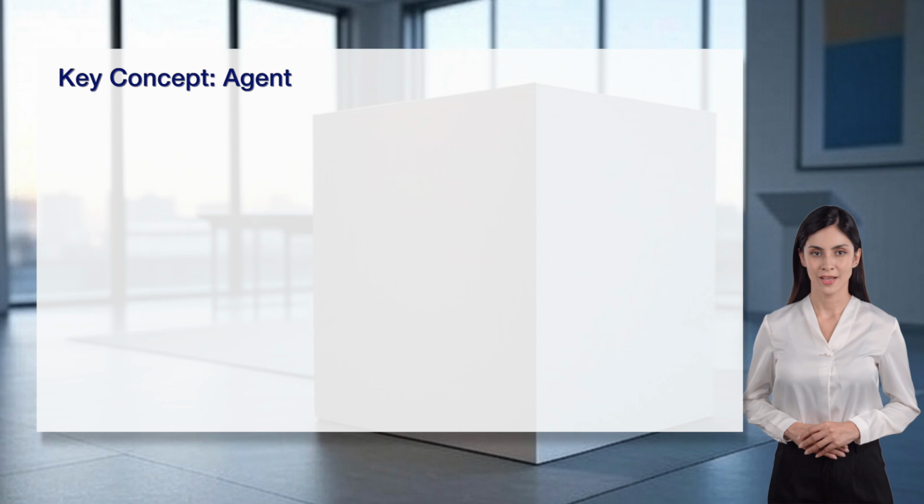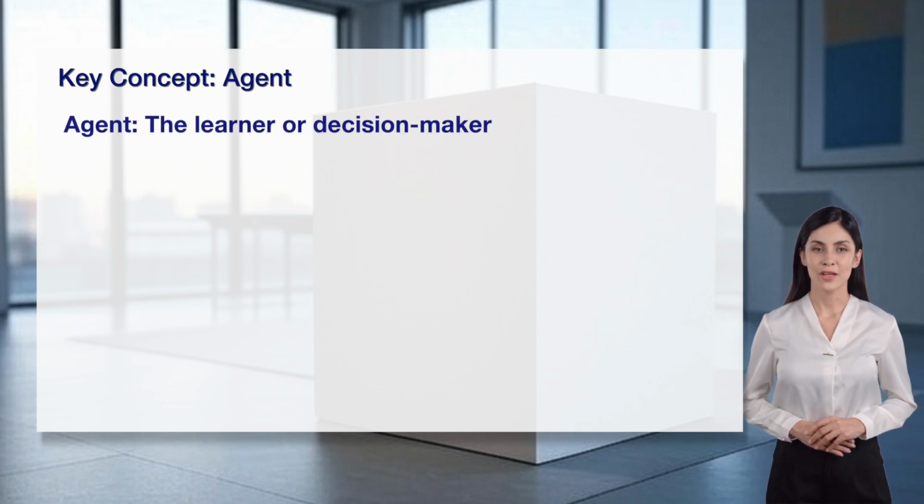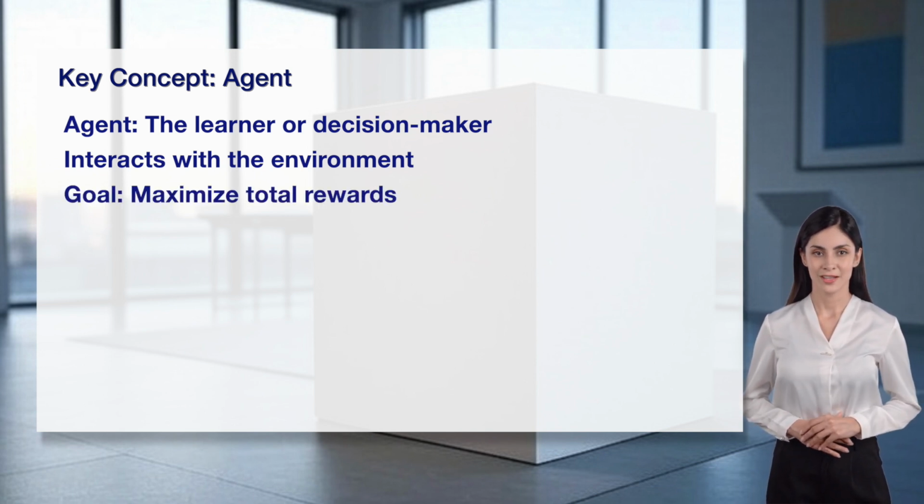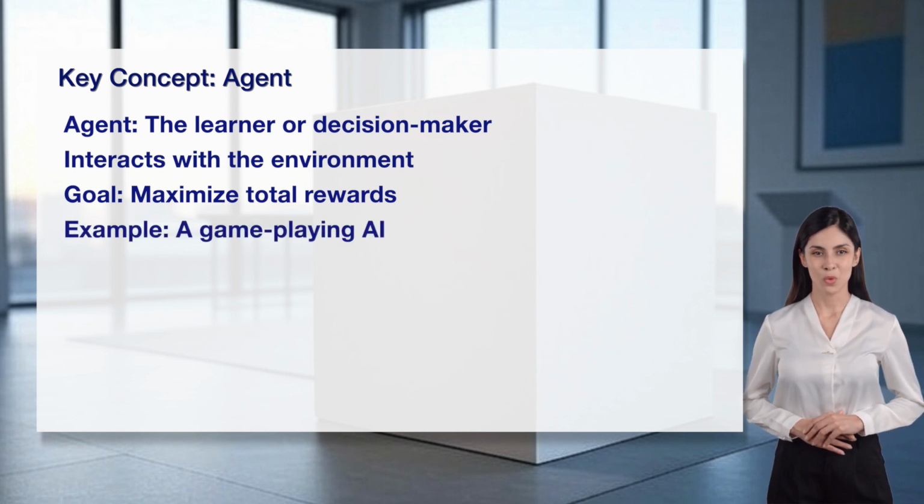Let's explore a key concept in reinforcement learning, the agent. The agent is the learner or decision-maker in the RL process, responsible for taking actions. It interacts with the environment by observing states and choosing actions. The agent's goal is to maximize its total rewards over time. For example, a game-playing AI, like one playing chess, acts as the agent, learning to win by earning rewards for good moves.